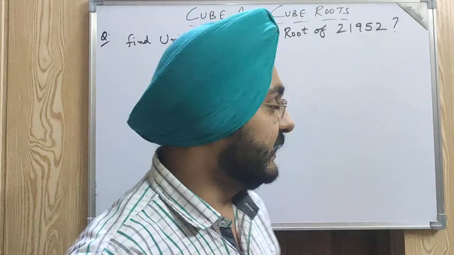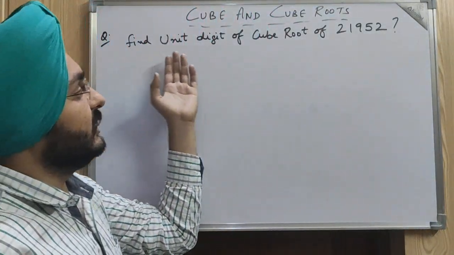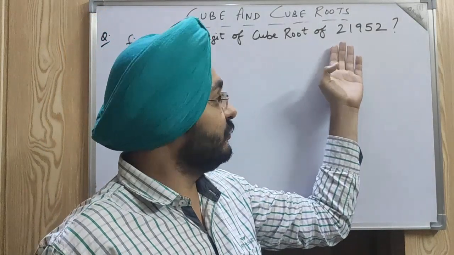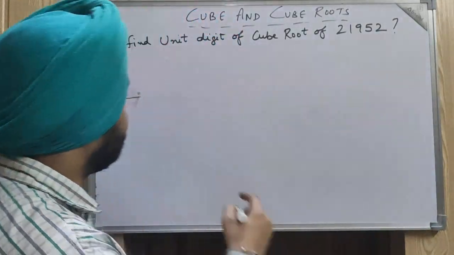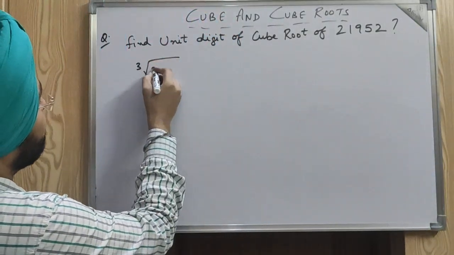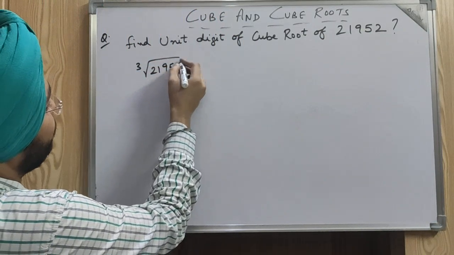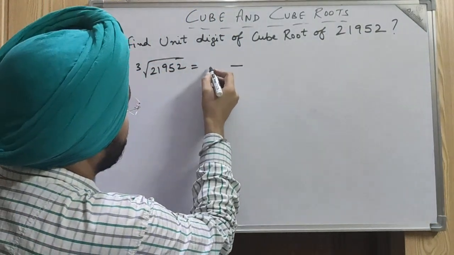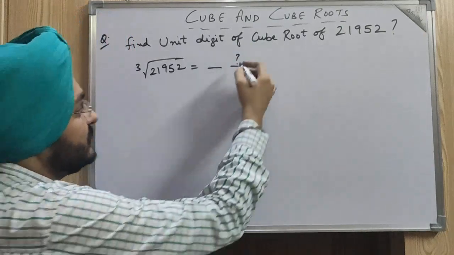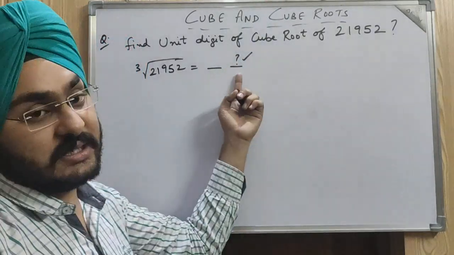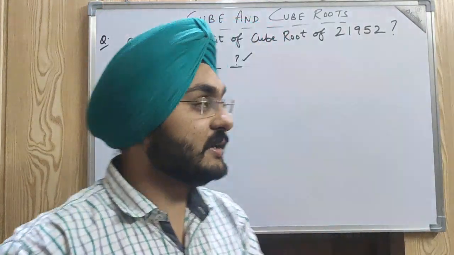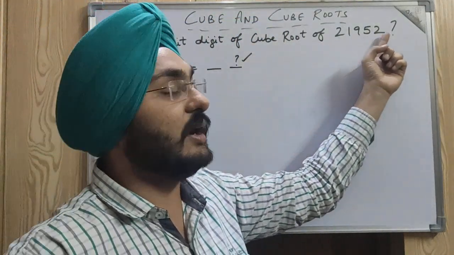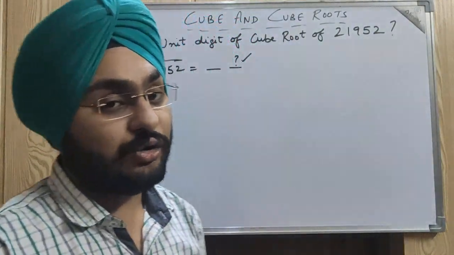Coming to the next question: find the unit digit of the cube root of 21952. He is saying that when you find the cube root of 21952, what is the units place of this number? He is asking just about this thing. Find the unit place of the cube root of 21952. So how to solve this?